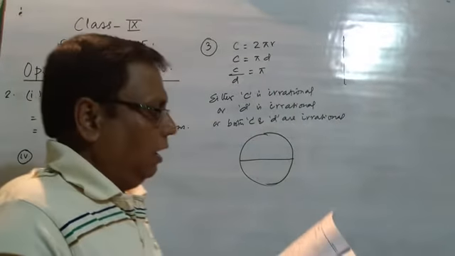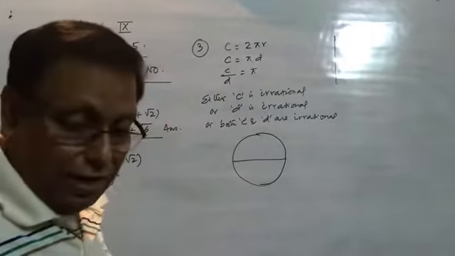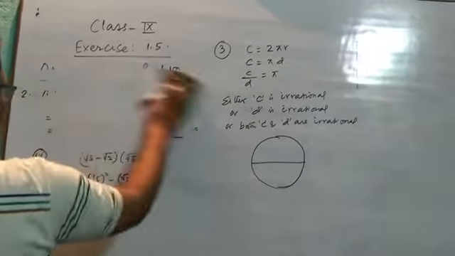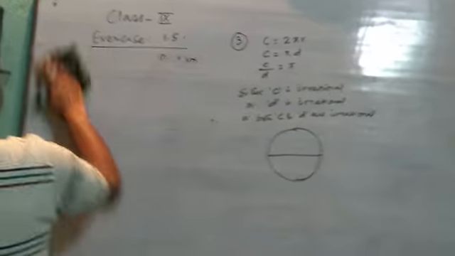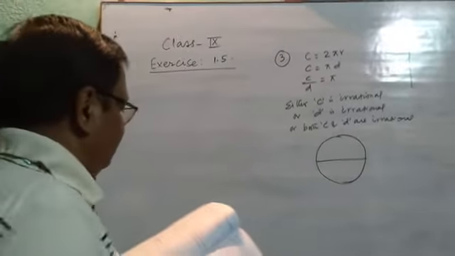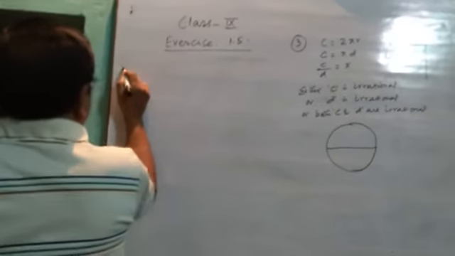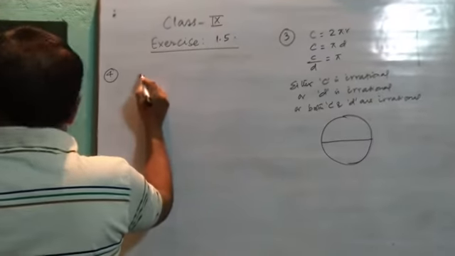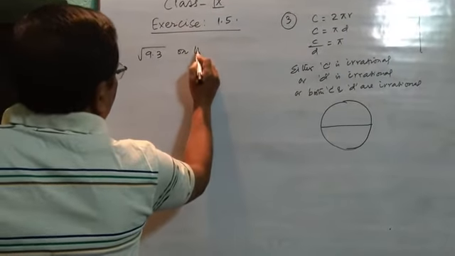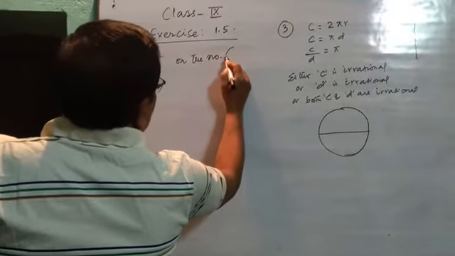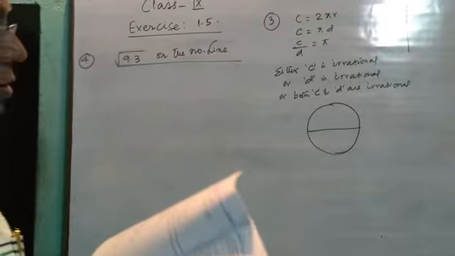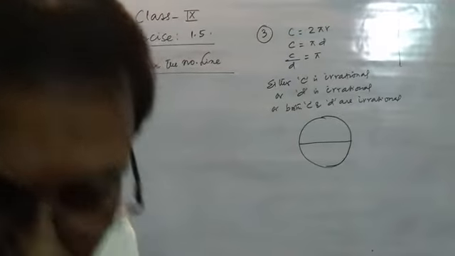Now, question number 4 I will explain. Plotting a number on the number line, and this time a terminating decimal. It is assured irrational number it is. Question number 4: plot under root 9.3 on the number line. We have to plot this under root 9.3 on the number line. Now how to plot it, you see?